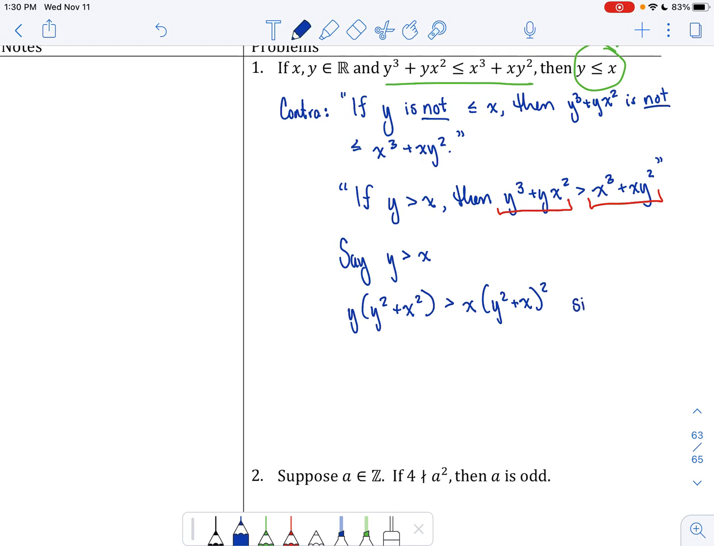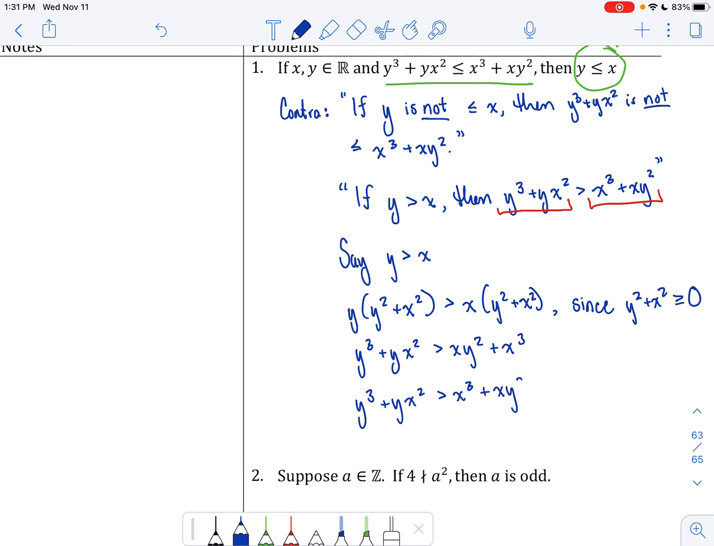So we'd say since y squared plus x squared is greater than or equal to 0, since we're talking about squares, those are always going to be positive, and addition of two positive numbers is also positive. I don't have full space to write that out, but make sure that you're using this justification here. And then we end up with y cubed plus yx squared is greater than xy squared plus x cubed. The commutative property will then give us what we want, which is x cubed plus xy squared.